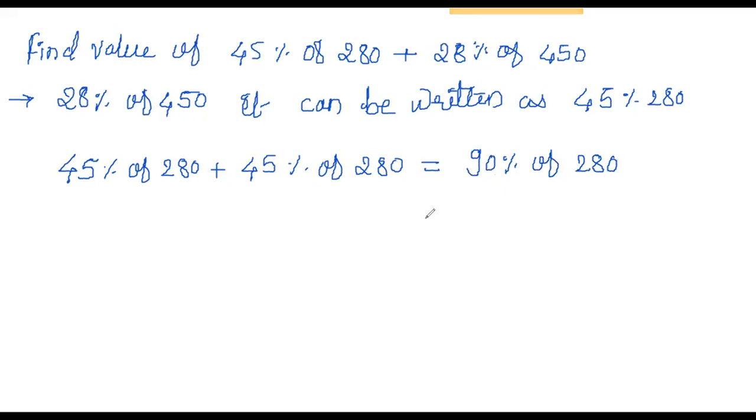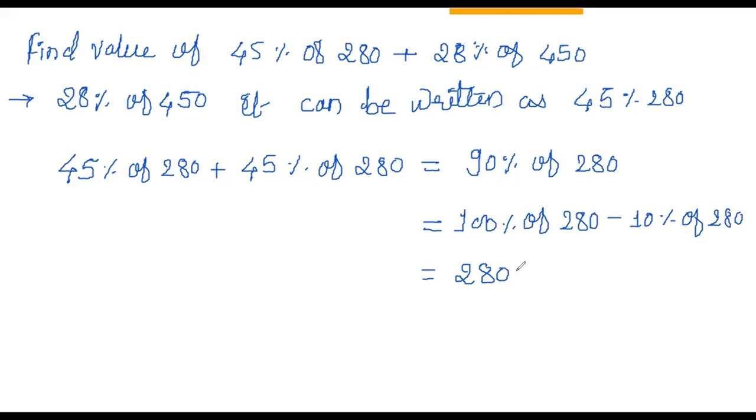Now this 90% of 280 we can write as 100% of 280 minus 10% of 280. So 100% of 280 is 280, and 10% of 280 gives 28. So 280 minus 28 gives 252. These are the shortcut methods.